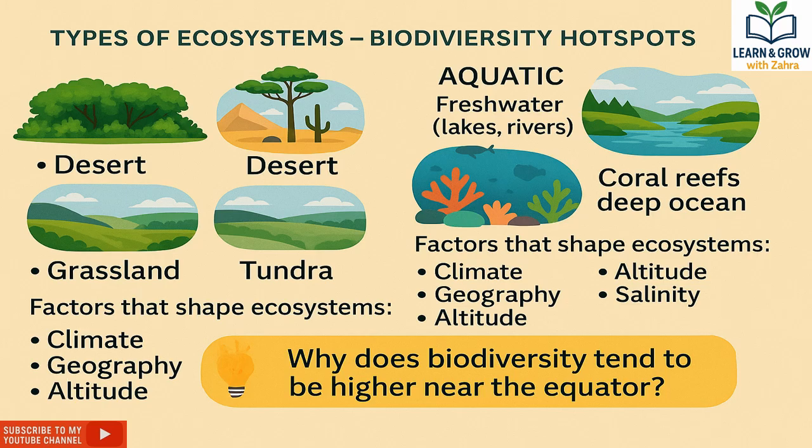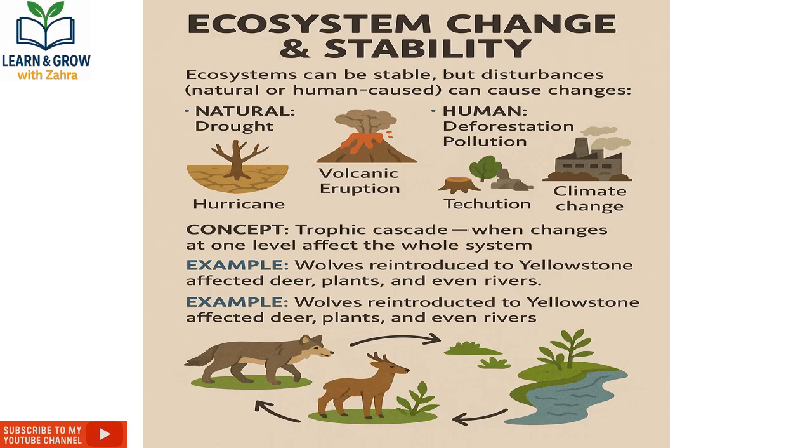But ecosystems aren't always stable, are they? Things can change them. Definitely. They are dynamic. Disturbances happen. Some are natural, like a hurricane, a volcanic eruption, maybe a drought. And some are us. Like human-caused things. Unfortunately, yes. Things like deforestation, pollution, introducing species that don't belong. These can really shake up an ecosystem, sometimes drastically.